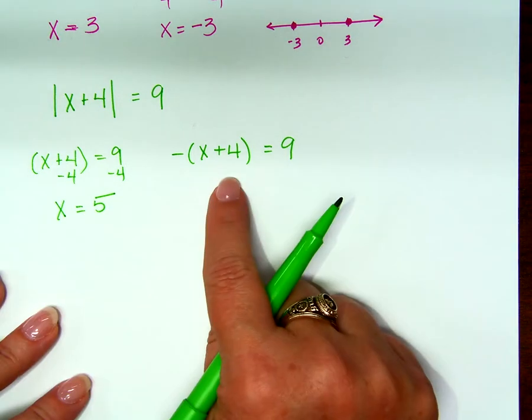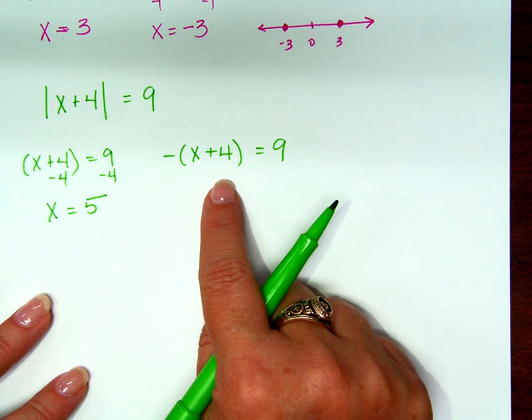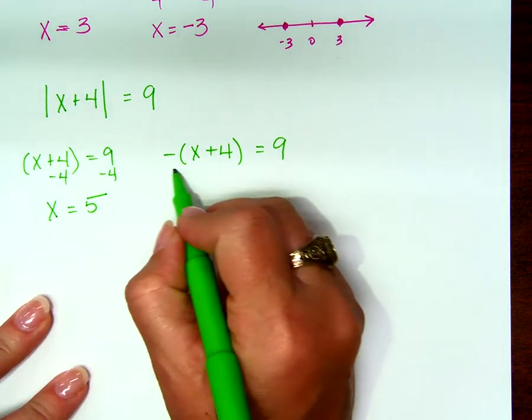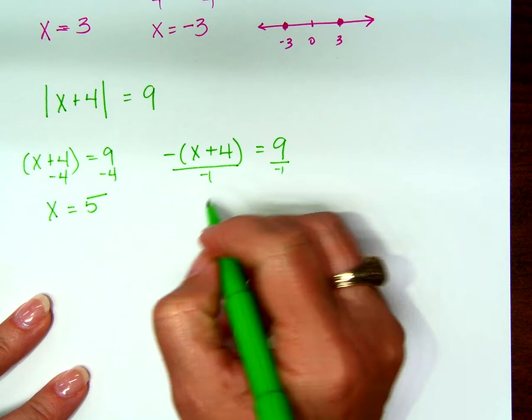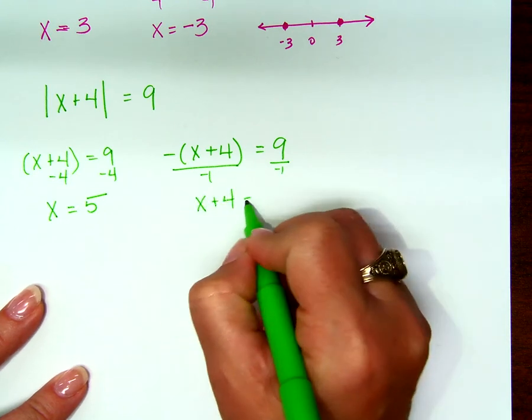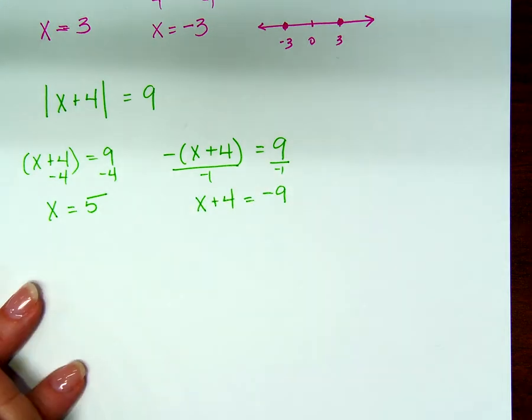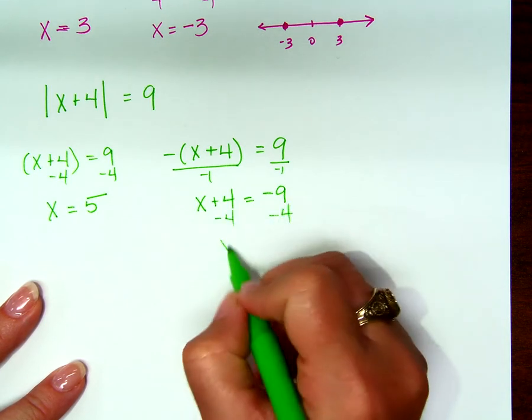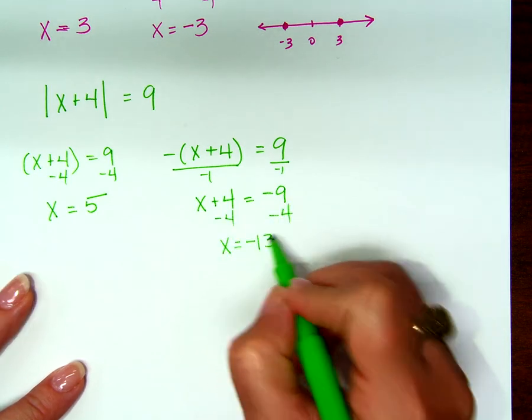What do I do over here? What do you want to do? You want to divide by negative 1? Okay, I can do that. X plus 4 equals negative 9. And then if I subtract 4 from both sides here, I get x equals negative 13.